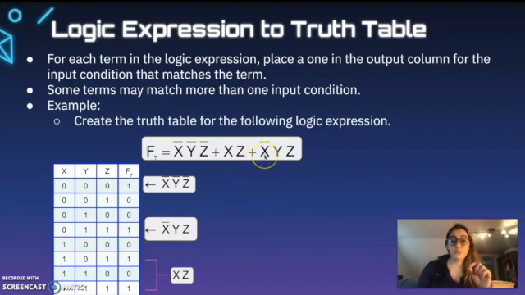Then the last expression we're looking at is X naught, Y, Z. So we need to find X naught, okay, Y, and Z, and that gets a final 1. After we filled in those, every other row gets a 0 because it's not listed inside of the SOP statement.